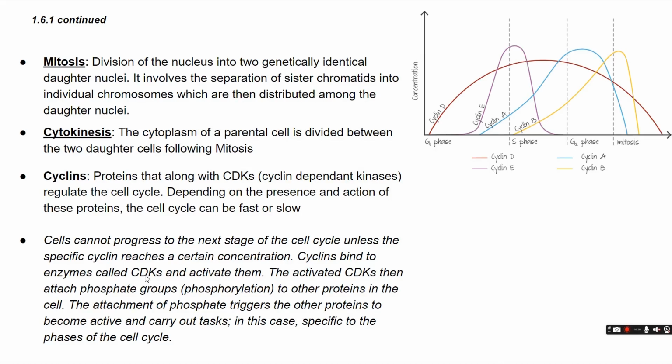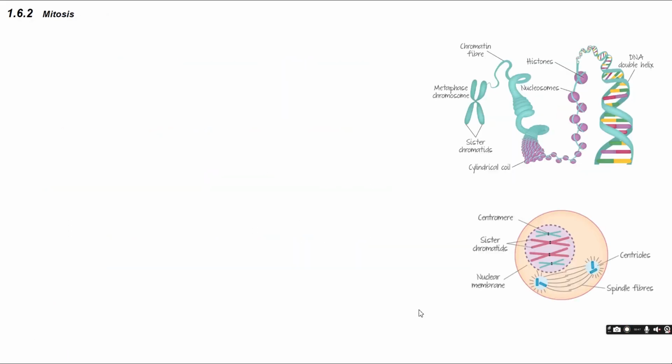Cyclins bind to the enzymes called CDKs and activate them, and this activated CDK then attaches a phosphate group to other proteins in the cell, and the attachment of the phosphate triggers the other proteins to become active and carry out tasks. This part is not really that important, just know it in the background, specific to the phases of the cell cycle.